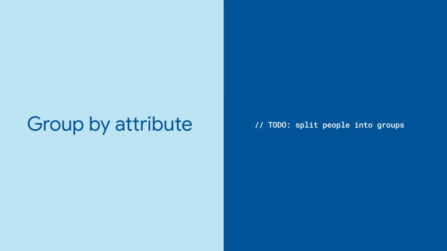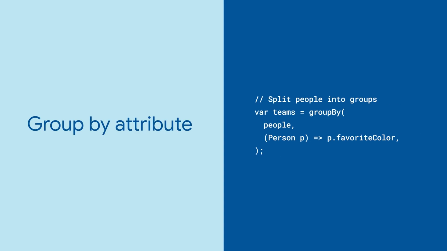Want to group a list of elements by some attribute? Just use the group by function. It will create a map that points from the selected attribute to a list of members that share that attribute.